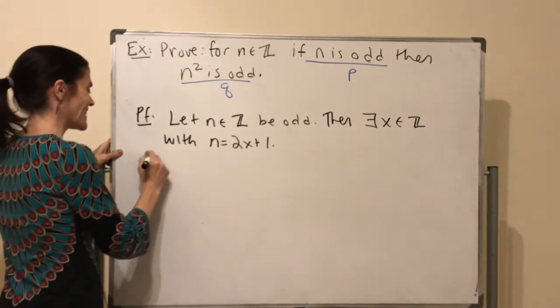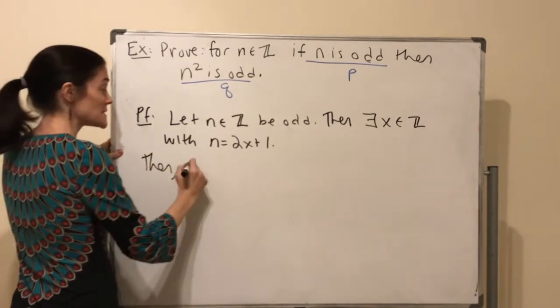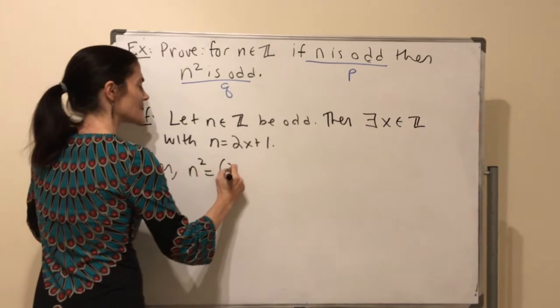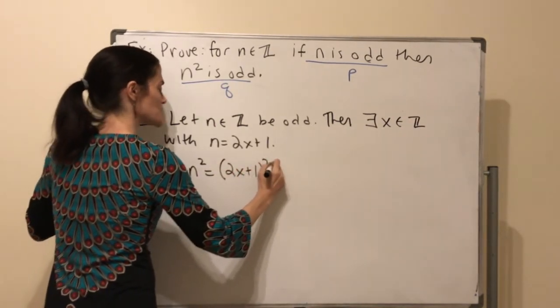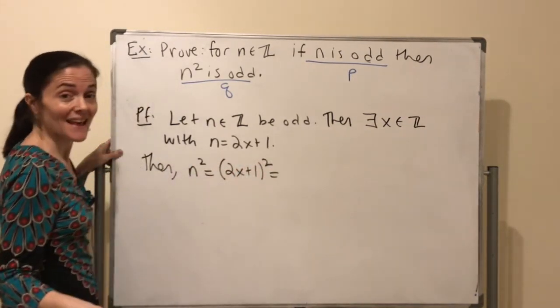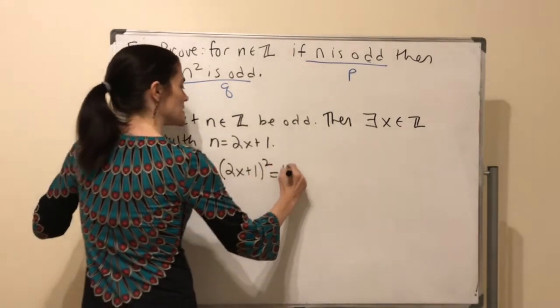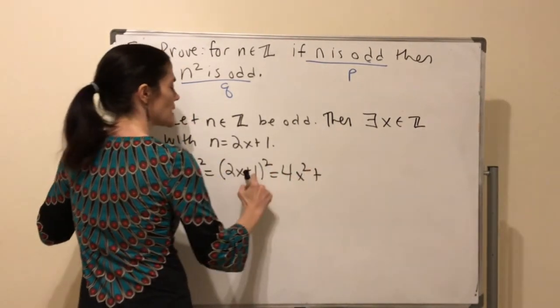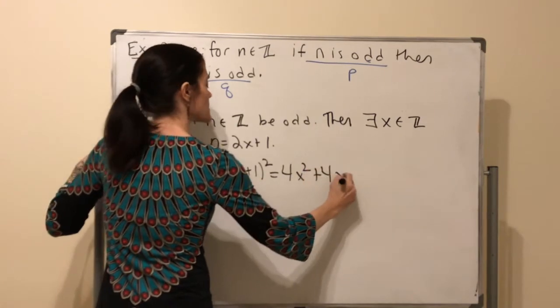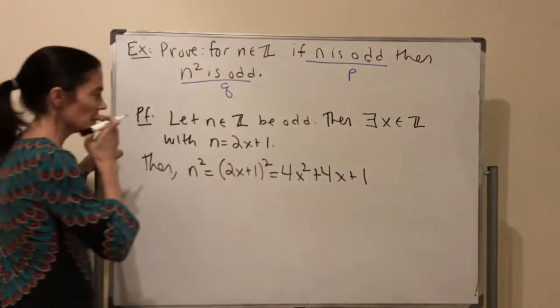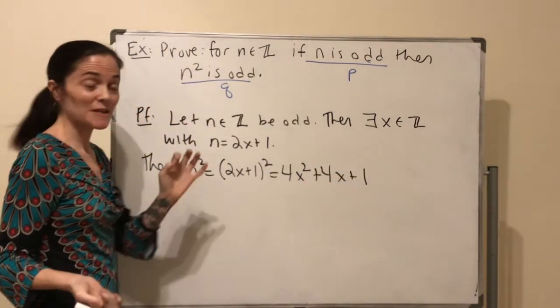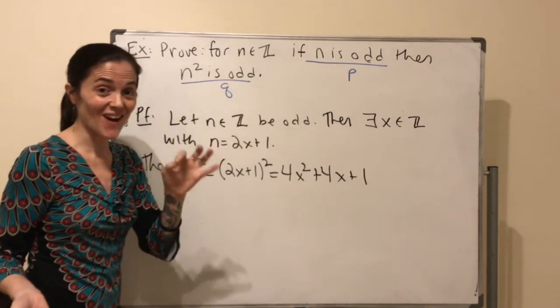Definition. Then, well, we want something about n squared. So n squared is (2x plus 1) squared. If I multiply this out, I see 4x squared plus 4x plus 1. Now, I want to prove n squared is odd.